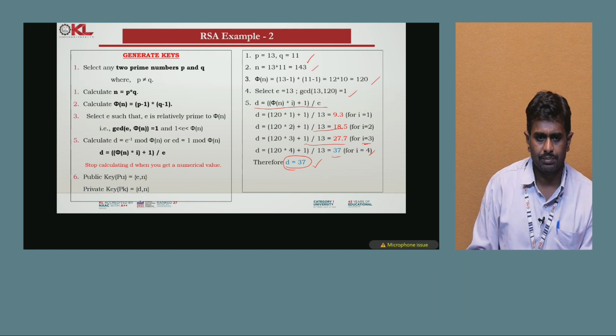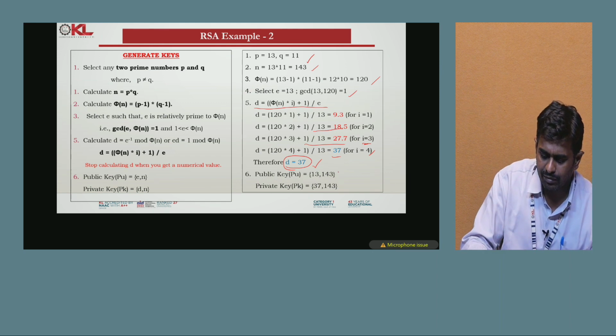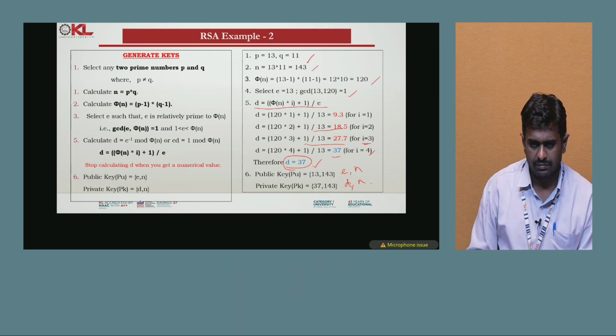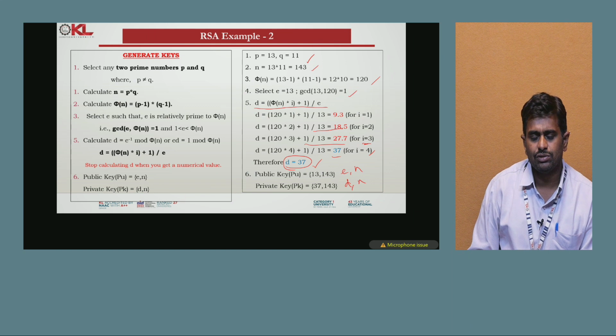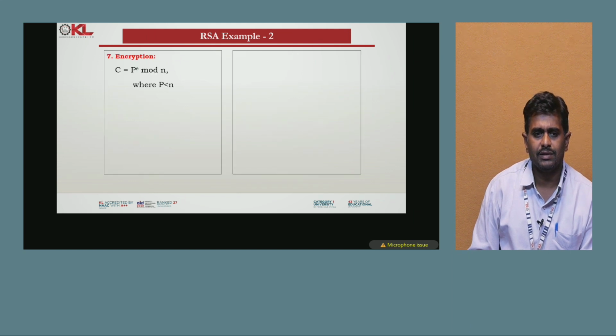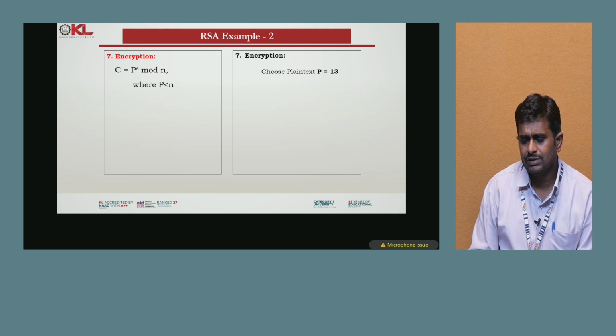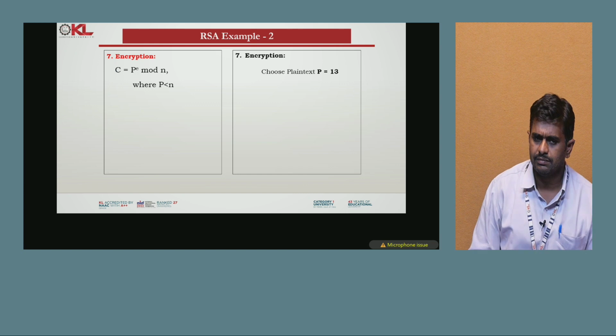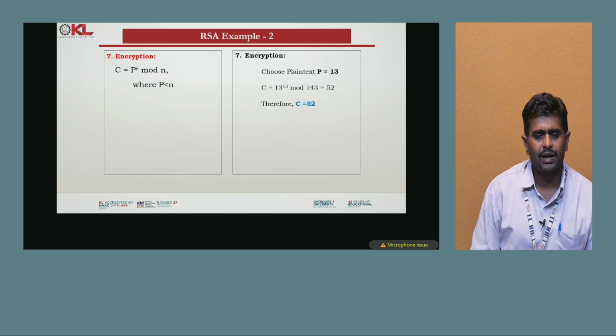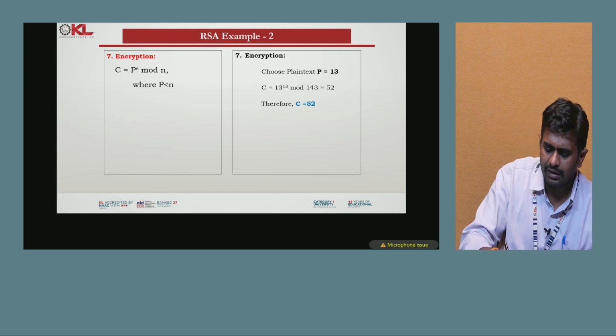Then encryption. These two are used in the encryption process: 13 and 143, this is the e value comma n value, and this is the d value comma n value. Now after generating these two keys, go for encryption. C equal to m power e, where m means the original message. Here I write p power e, where p means plain text. You can write either p or m. So choose plain text equal to 13, 13 power 13.